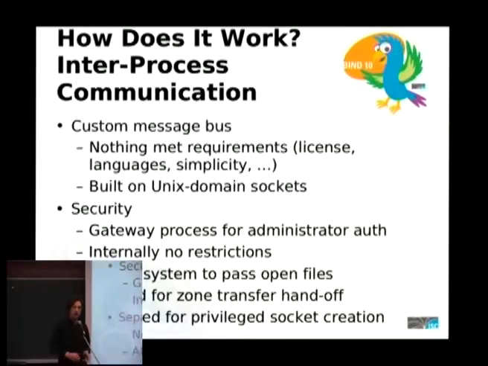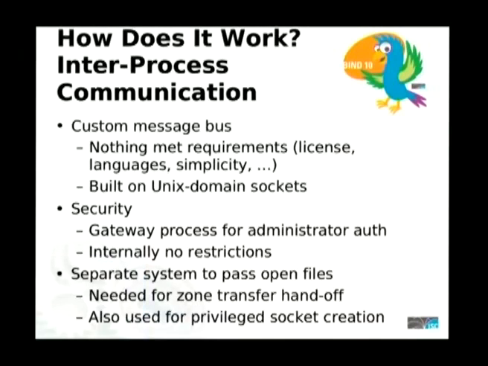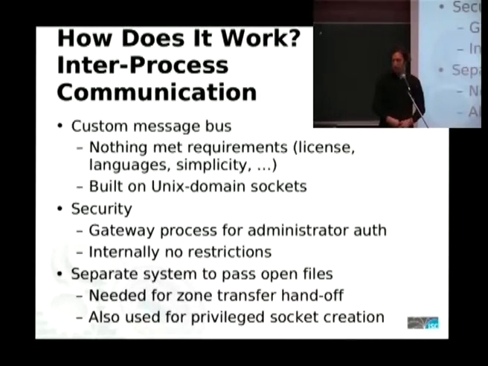Because we have all these processes working together to provide functionality, they have to communicate with each other. We ended up building a custom message bus, which we hate, but we're kind of stuck with it. Nothing that we found met our requirements. If anyone has any really good suggestions for using a message bus, we looked at quite a few, and nothing met our license requirements. We have to have something that's BSD compatible. We need something that works on C++ and Python at least, and it needs to be relatively simple. And so anyway, we built one of our own.